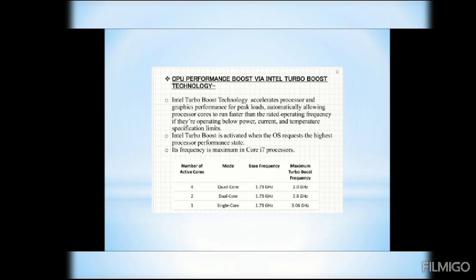CPU performance boost via Intel Turbo Boost technology. Intel Turbo Boost technology accelerates processor and graphics performance for peak loads, automatically allowing a processor core to run faster than the rated operating frequency if it is operating below the power, current and temperature specification limits. Intel Turbo Boost is activated when the OS requests the highest processor performance state. Frequency is maximum in a Core i7 processor. It depends on the number of active cores, mode, base frequency and maximum turbo boost frequencies.